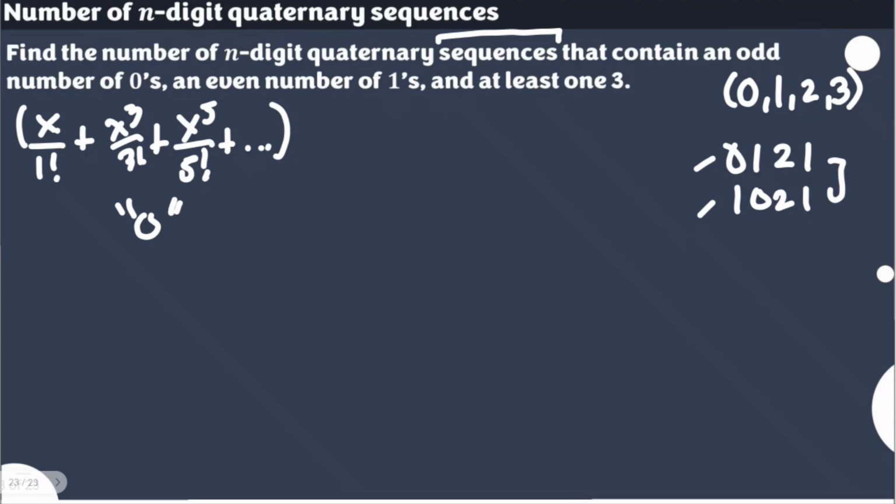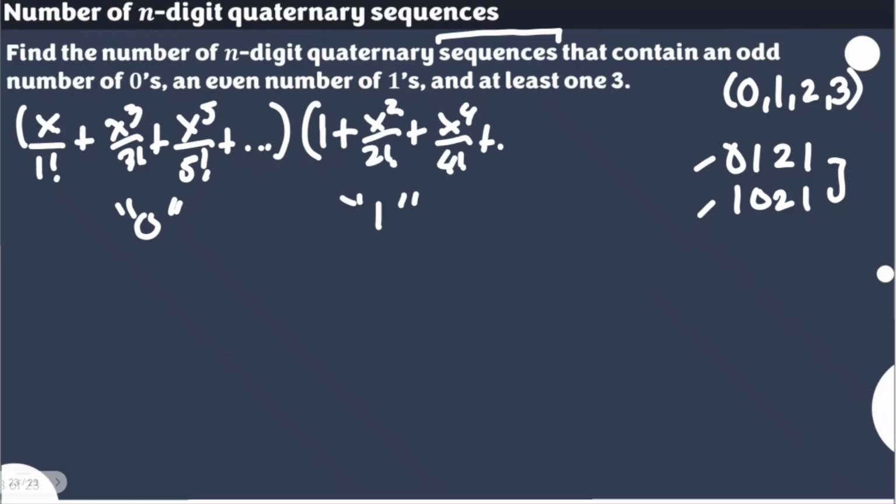For our digit 1, even number, so we're going to pick the opposite of 0, but we count here 1 because 1 sometimes is considered to be non-existent, is already there. So we will have here plus x squared over 2 factorial plus x to the power of 4 over 4 factorial, and so on and so forth.